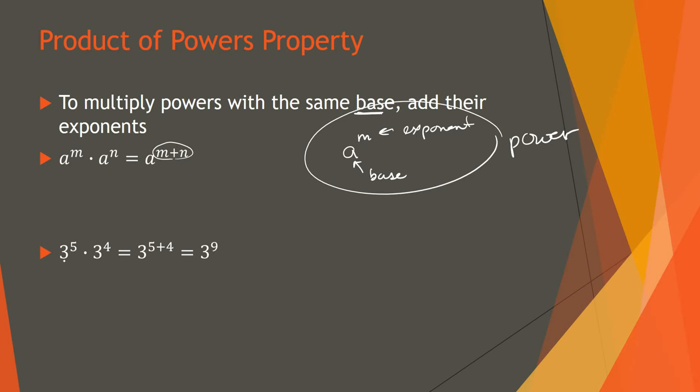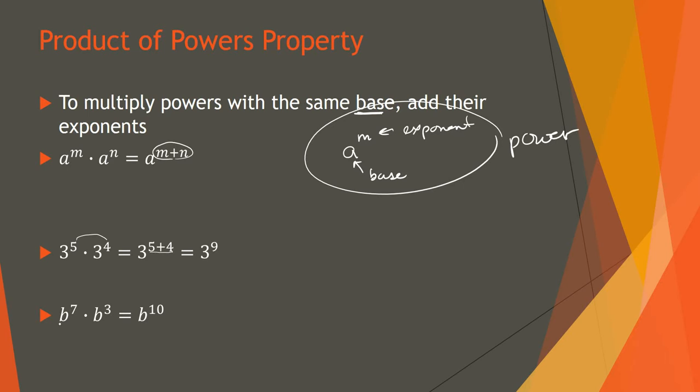Let me show you one with numbers. 3 to the 5th times 3 to the 4th is the same as 3 to the 5 plus 4. You notice that I added their powers, or in other words, 3 to the 9th power. Doing it with a variable base, b to the 7th times b to the 3rd is b to the 10th. So all I did was add 7 plus 3 to get 10.